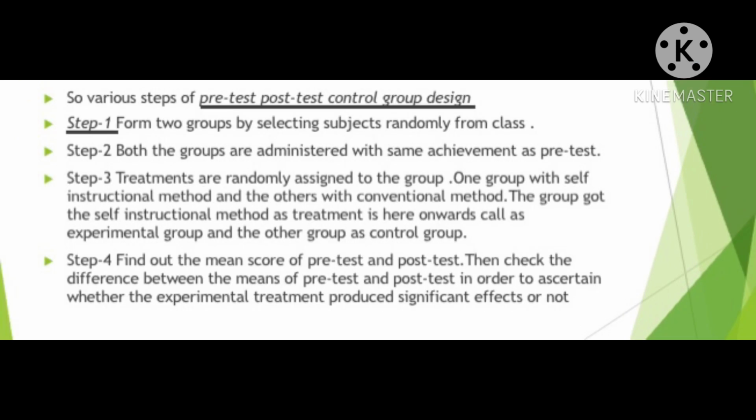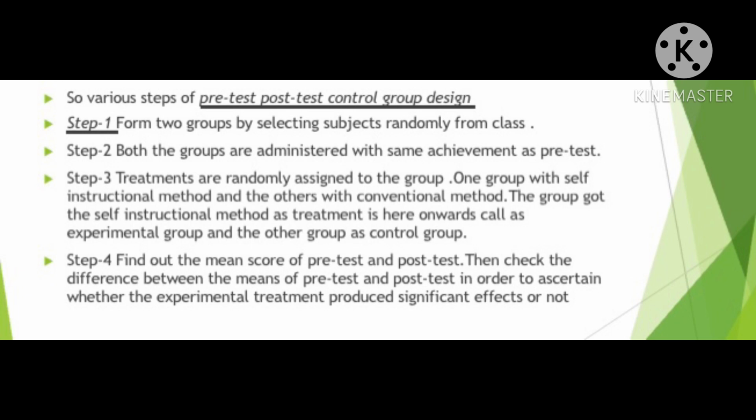So in short, we can see the various steps of the pre-test, post-test control group design. What is step 1? Form two groups by selecting the subjects randomly. There are two groups, one experimental group and one control group, and here we are selecting the subjects randomly. Then step 2, both the groups are administered the same achievement test as a pre-test. Then we keep these pre-test scores in order to compare with the post-test scores, isn't it?